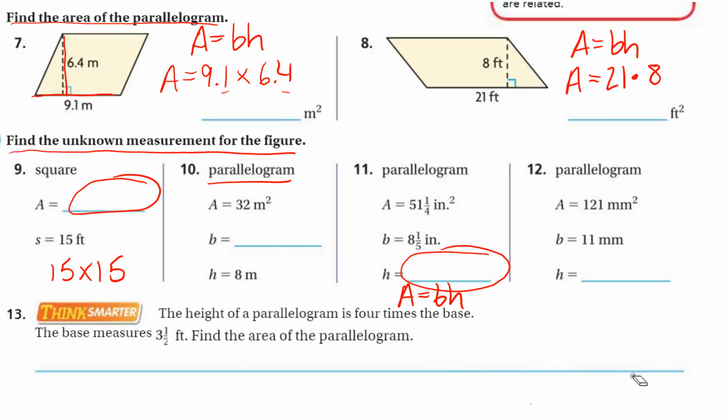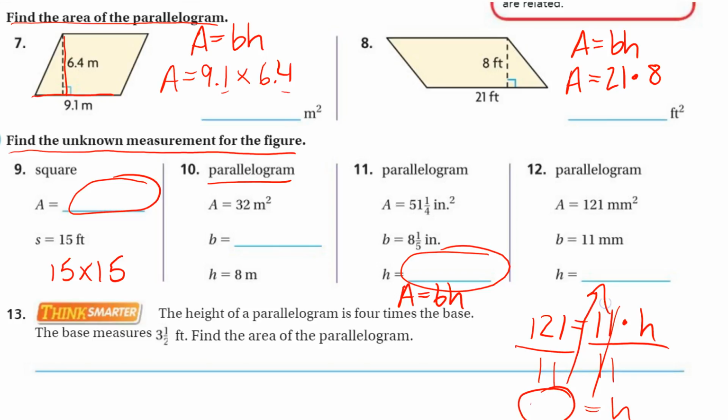Okay, number 12, again, they gave us the area, 121, equals, they gave us the base, 11, times H. We don't know that. Inverse operation, divide both sides by 11, that gives you just H on one side, and then 121 divided by 11 will tell you what H equals, and you can put that in for your answer. Again, if you need help with that, raise your hand, I'll help you out.